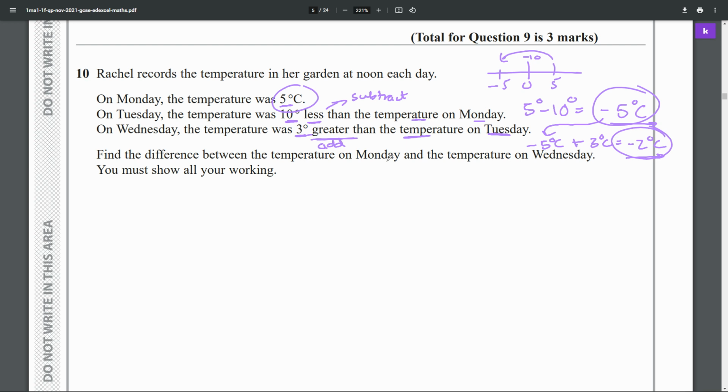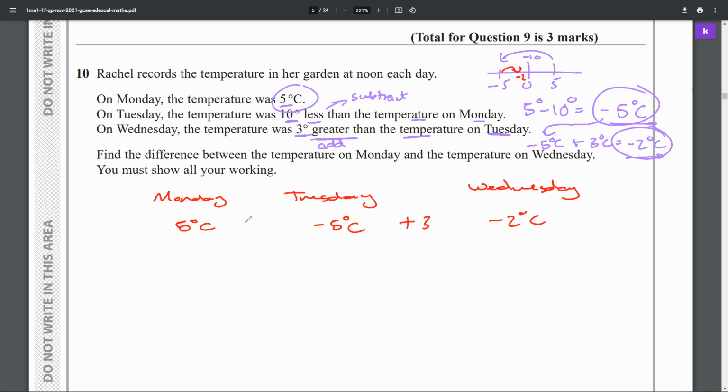Find the difference between temperature on Monday and the temperature on Wednesday. So let's write this down now. Monday, the temperature is 5 degrees Celsius. Tuesday, the temperature is negative 5 degrees Celsius. And Wednesday, the temperature is negative 2 degrees Celsius after we plus 3. Because plusing 3, remember, we just go back this way, we end up at negative 2. So we plus 3 to go there, minus 10 to go there, applying the rule.